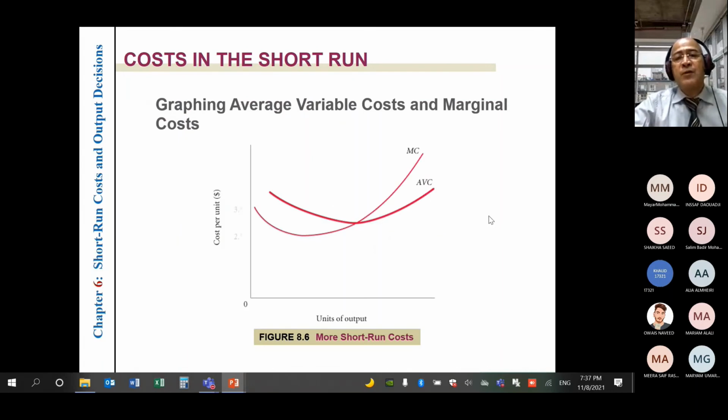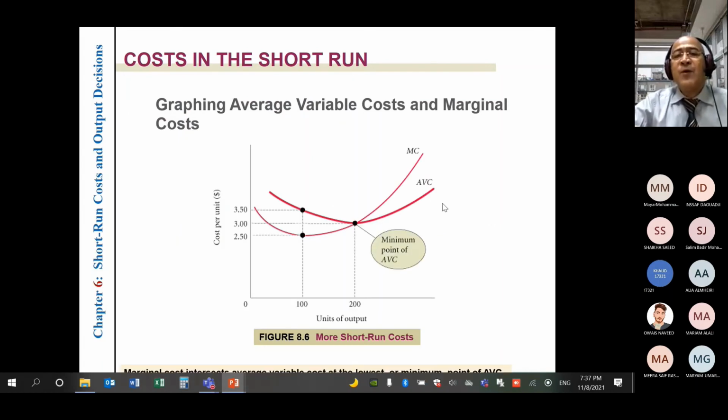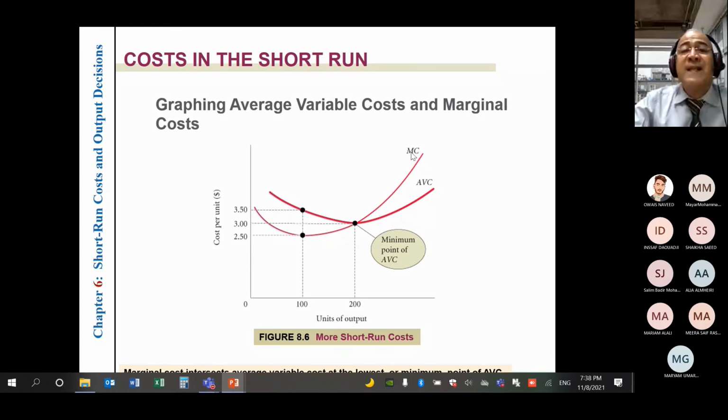So it is technology. So this is average variable cost and marginal cost. If the marginal cost is less than average variable cost, the average will decrease. If the marginal is above the average variable cost, the average will increase. So marginal cost is the leader. Marginal cost will lead the average variable cost.